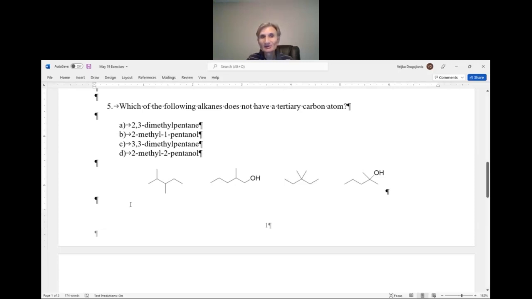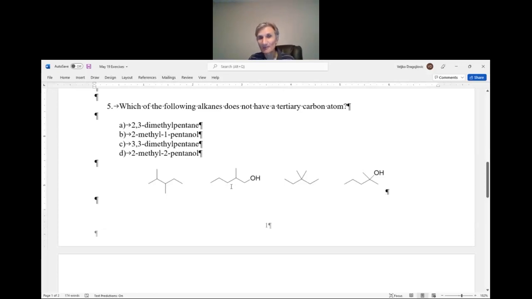Okay, so we are looking for a tertiary carbon atom. That's a carbon atom that is bonded to three other carbon atoms. And we are looking for a compound that does not have such a carbon atom. So first, A, 2,3-dimethylpentane. See, this carbon 2 is bonded to three other carbons. And also carbon 3. So this one has not just one but two tertiary carbon atoms. And by the way, there wouldn't be three correct answers like this. This is not the correct answer, because I asked for a compound without a tertiary carbon atom, and this one has two. So one or more. Okay.